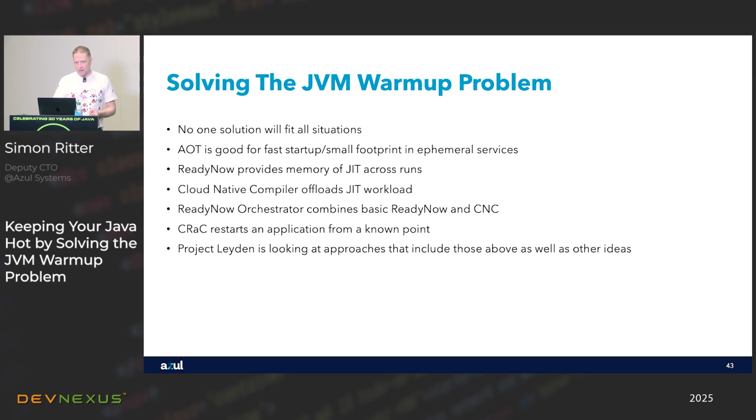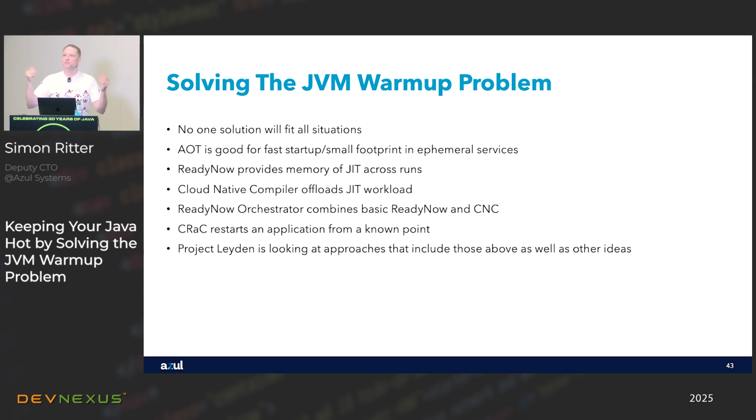So just to summarize, basically, solving the JVM warm-up problem. No one solution is going to fit everything. So what we talked about here is different solutions for different types of situations. If you're looking for AWS Lambdas, serverless computing, then AOT, GraalVM or Graal native image is a very good approach. But if you're looking for longer running applications where performance is more of a benefit to you, then using JIT compiled code is good.